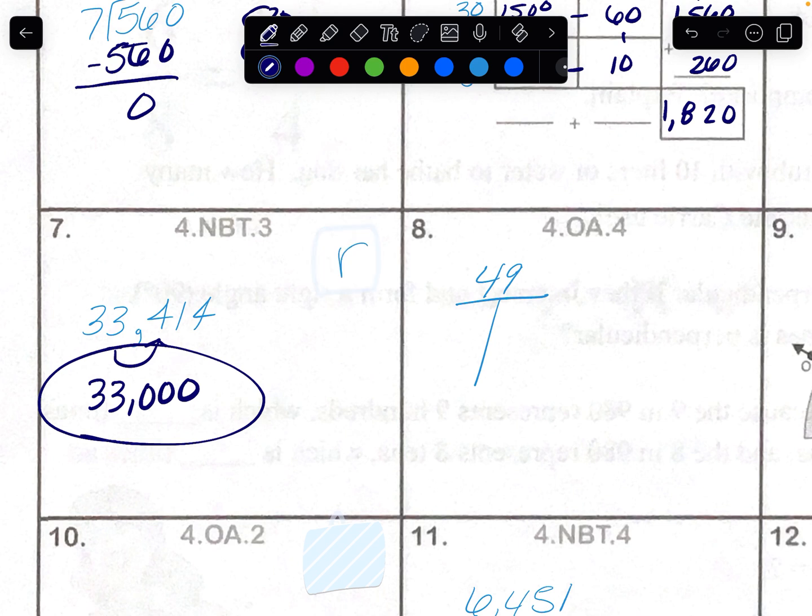All right, number 8, you have to do the factors of 49. Remember, factors are 2 numbers that give you 49. So 1 and 49, 7 and 7. So 49 has 3 factors, 1, 7, and 49.